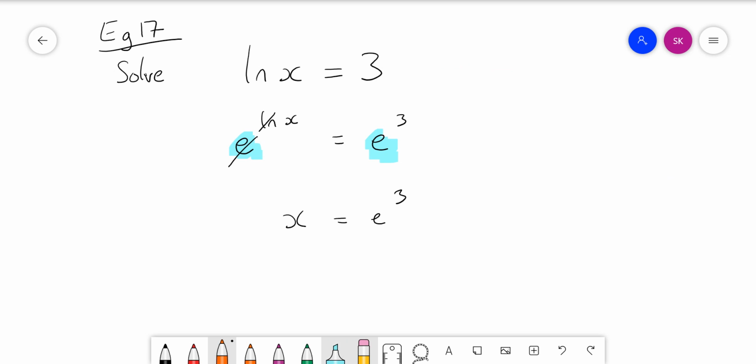So let's just quickly do another example of that. This time, let's say ln of x equals 8. I want you to pause the video and have a go at raising e to the power of both sides so that you can solve to find x. So pause the video and have a go at that, and press play when you're ready for me to go through it.